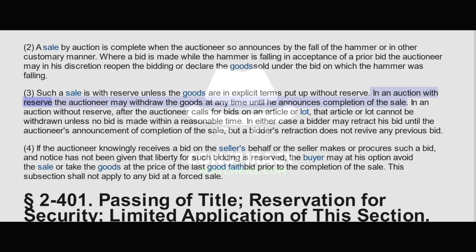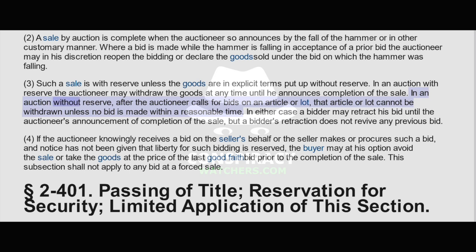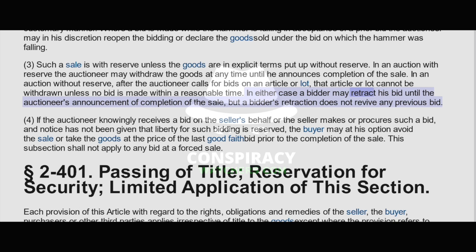In an auction with reserve, the auctioneer may withdraw the goods at any time until he announces completion of the sale. In an auction without reserve, after the auctioneer calls for bids on an article or lot, that article or lot cannot be withdrawn unless no bid is made within a reasonable time. In either case, a bidder may retract his bid until the auctioneer's announcement of completion of the sale, but a bidder's retraction does not revive any previous bid.